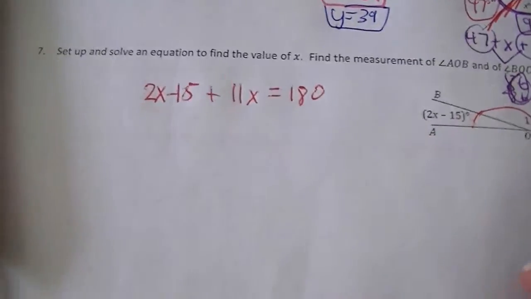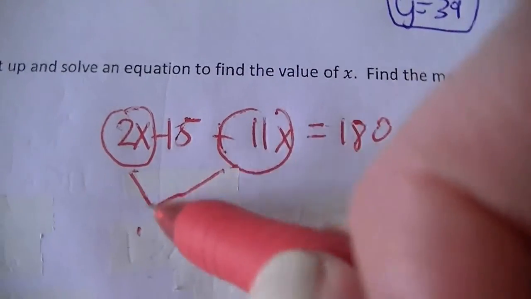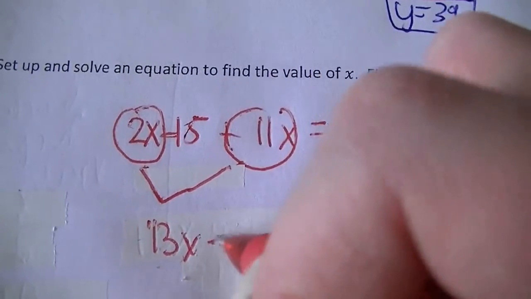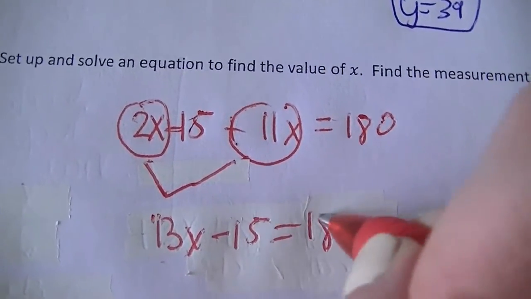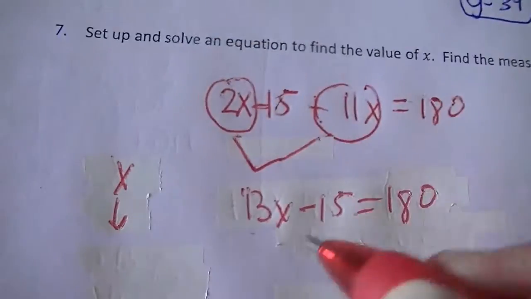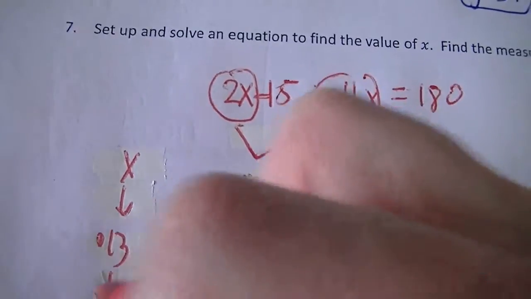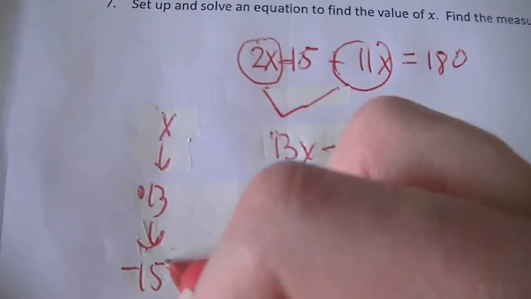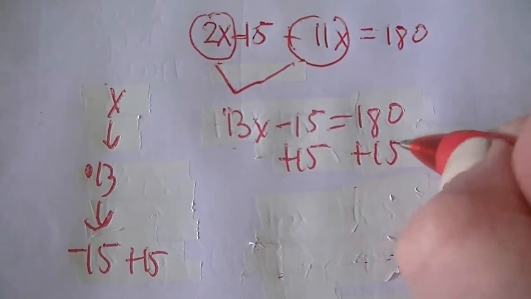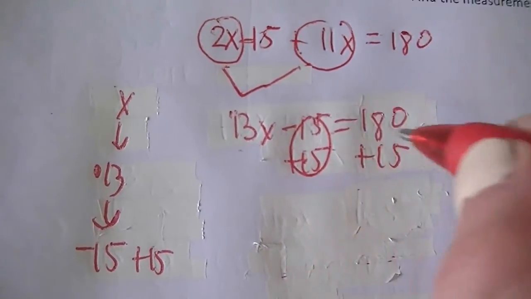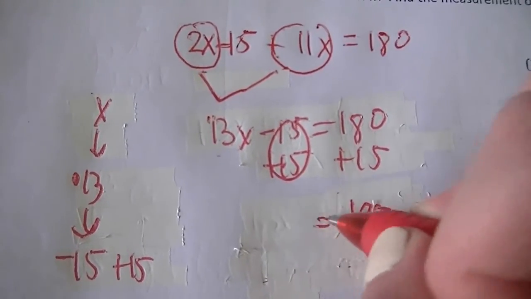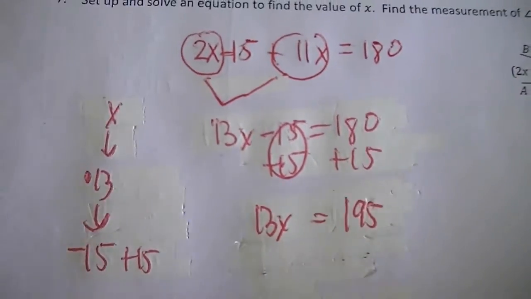Well, I can't build it quite yet because I have to simplify. So we've got to combine the like terms: 11x plus 2x is 13x, then minus 15 equals 180. Okay, now that we're at that point, we can build it. We start with x, then we multiplied it by 13, and then we subtracted 15. The inverse operation of subtracting 15 is to add 15, and we have to do that to both sides of that equal sign. Negative 15 plus 15 is 0. 180 plus 15 is 195. Bring down your equal sign, bring down your 13x, okay?